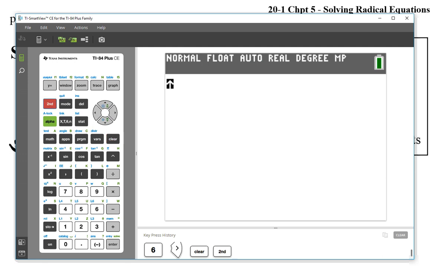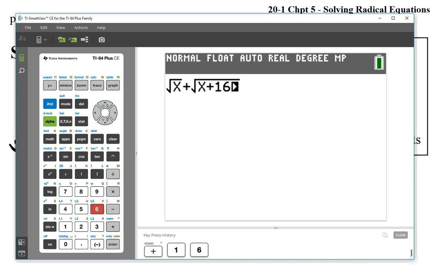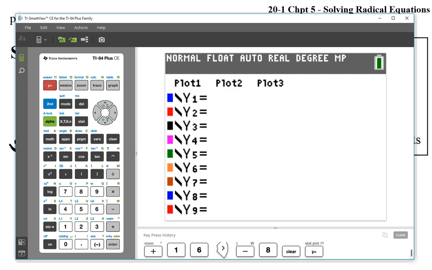One more time. Root x, leave it. When you leave it, now you have to make sure we're going to add to that the root of x plus 16, leave the radical sign, and because we moved everything to one side, we have subtract 8. That's what we're going to plug in, but again, we need to plug it into y equals.